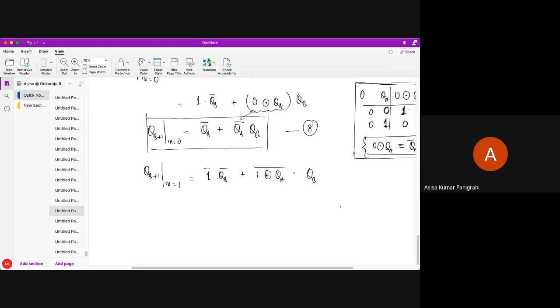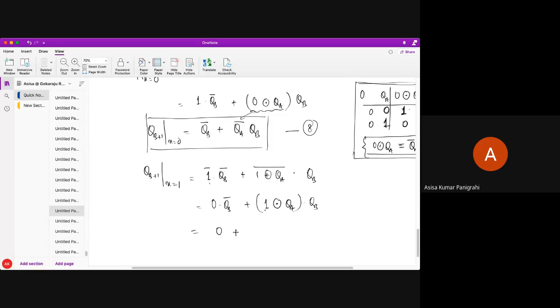For that case, I come to know that my 1 bar is nothing else but 0, and QB bar, and this is 1 XOR QA whole bar, so I can write 1 XNOR QA simply. Yes. Okay. This is QB. And now anything AND operation with 0 is what? 0. Are you understanding? If you do an AND operation with 0, you will simply get 0.